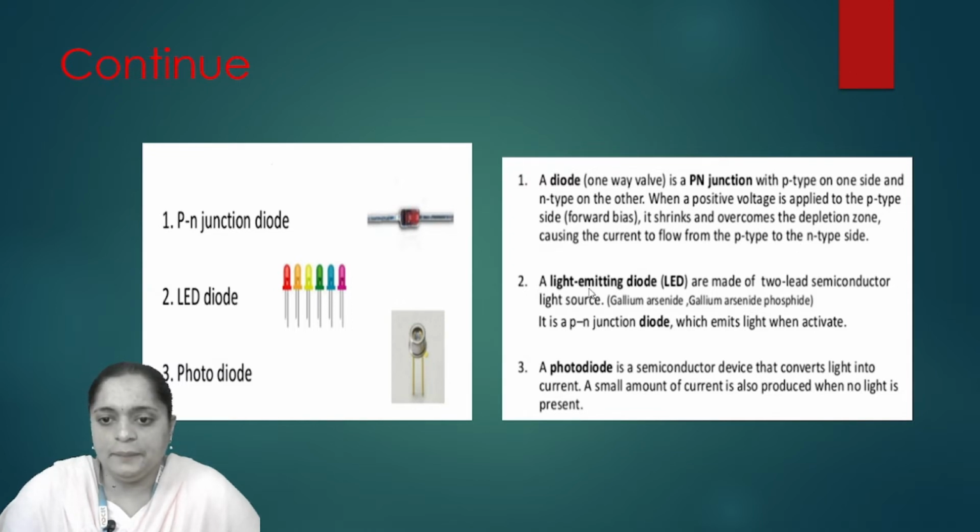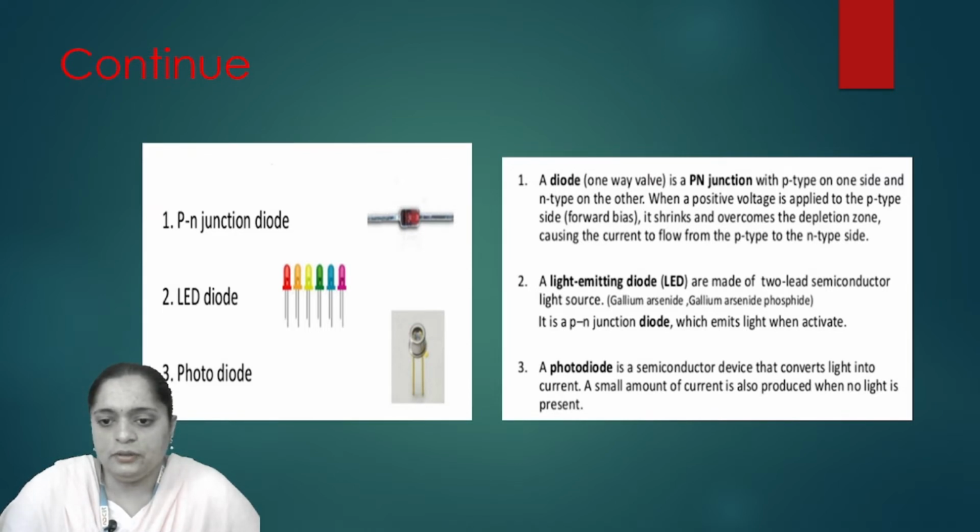After that, the second type, the light emitting diode. Light emitting diodes are semiconductor light sources made of materials like gallium arsenide phosphide. It is a PN junction diode which emits light when activated. That means when we apply an external DC supply to a semiconductor device or a particular diode and it emits light, that diode is known as a light emitting diode.